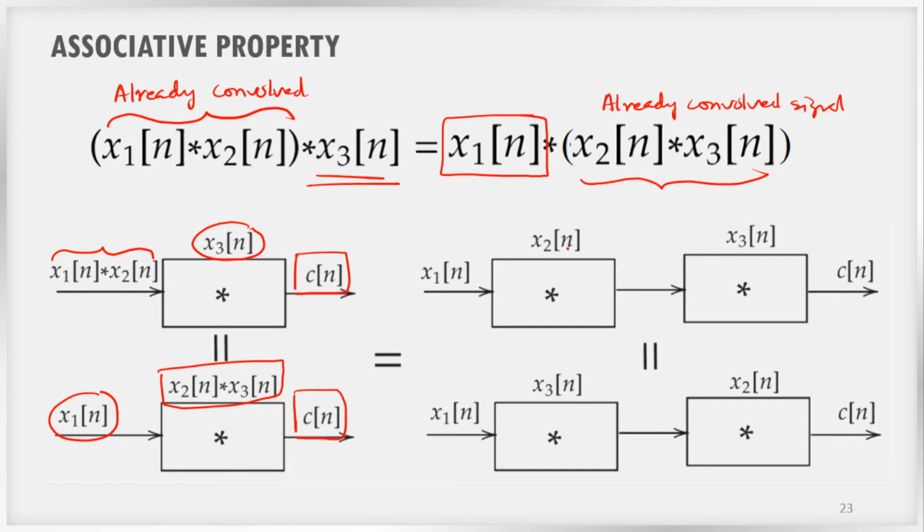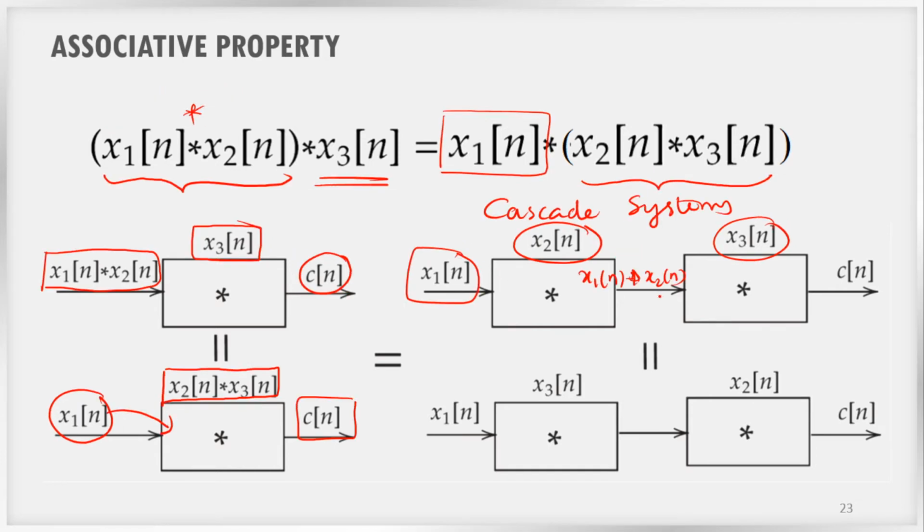And here you can cascade. You can also cascade the systems, right? The first system's impulse response is x2 of n, and the second one's impulse response is x3 of n. If you give x1 of n as the input, the first result will be x1 convolved x2, right? Now I will give that as the input to the next system. In the output I will get x1 of n convolution x2 of n convolution x3 of n, right? So this is our c of n.